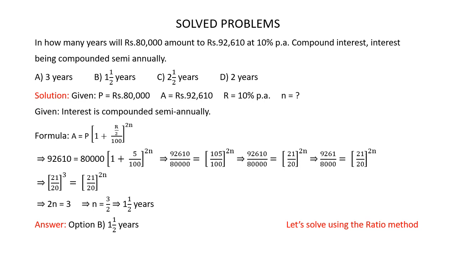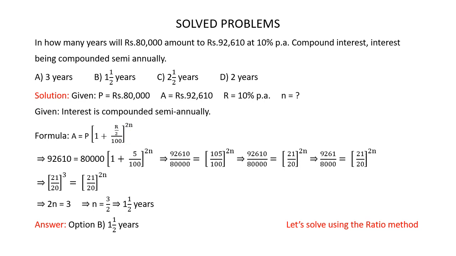So here it's given that the principal is rupees 80,000, the amount is rupees 92,610, rate of interest is 10% per annum, and we are asked to find the time. It's given that interest is compounded semi-annually. Now, when interest is compounded semi-annually, the formula to find the amount is A is equal to P multiplied by 1 plus R by 2 divided by 100 raised to the power 2n.